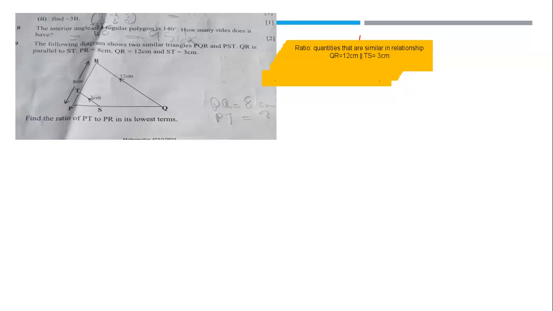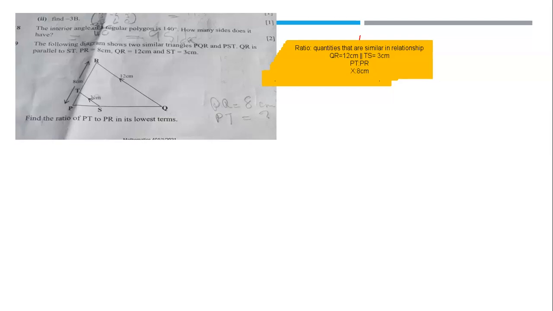We have been taught to find the ratio. Let's look at the sides we have been given. We have been given PT. The symbol for ratio is a colon. PT compared to PR. You will notice that we don't know how many centimeters PT is. Since we don't know, we'll put X, but the relationship exists. Then PR is 8 centimeters.